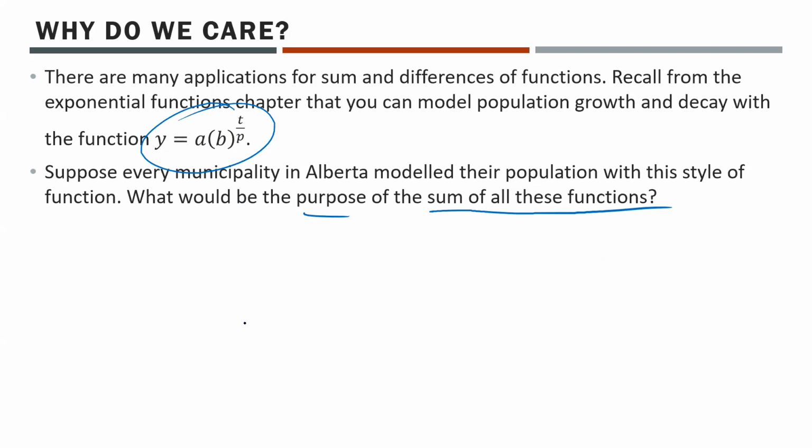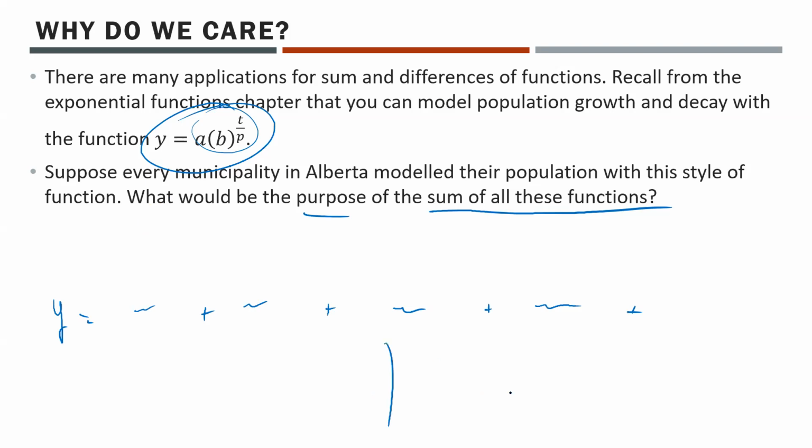Well, I think it's actually quite clear. It would give you a population growth model for literally all of Alberta. Now, I'm sure you could make one for Alberta in this form on its own, but you could also say that Alberta is the sum of a bunch of different cities' growth population models, right?